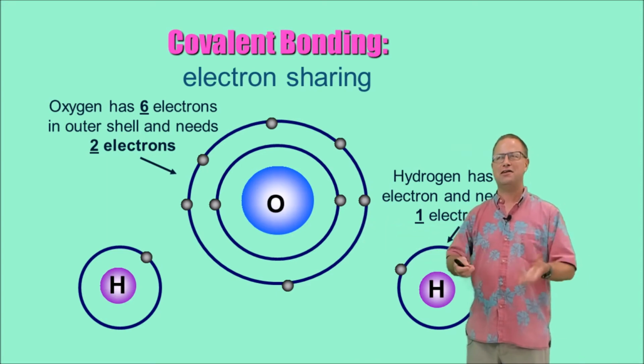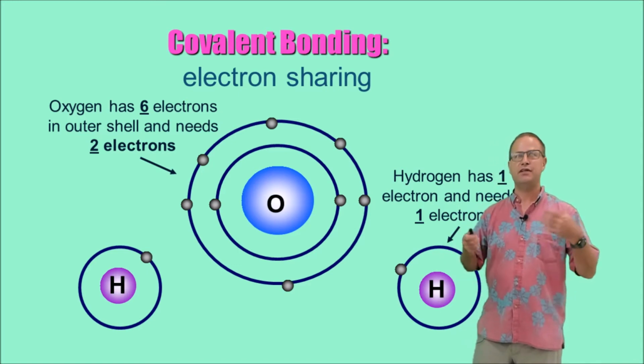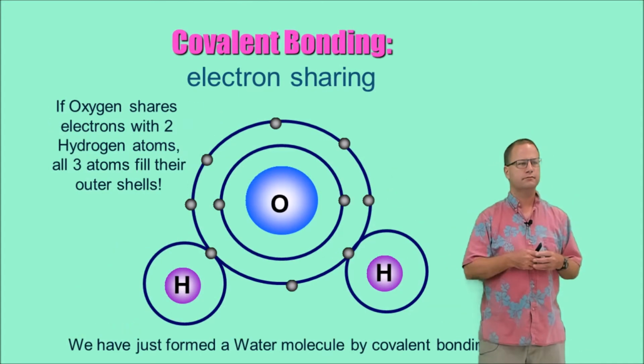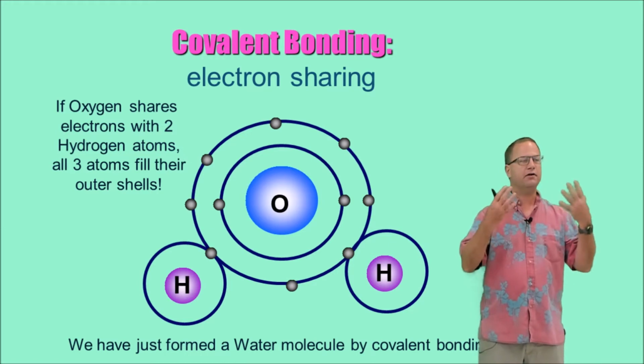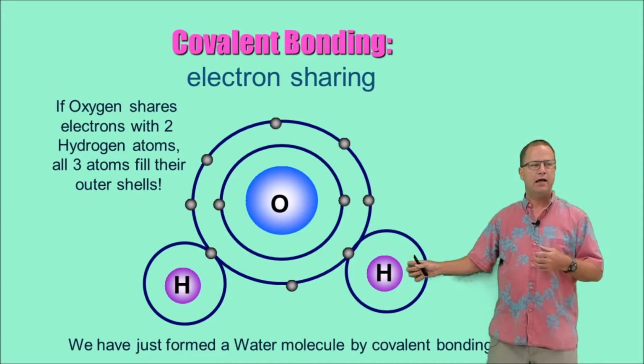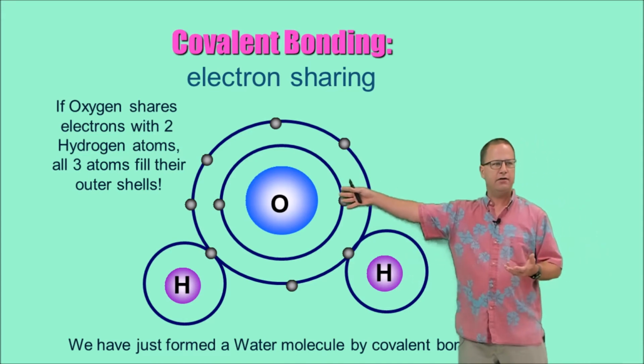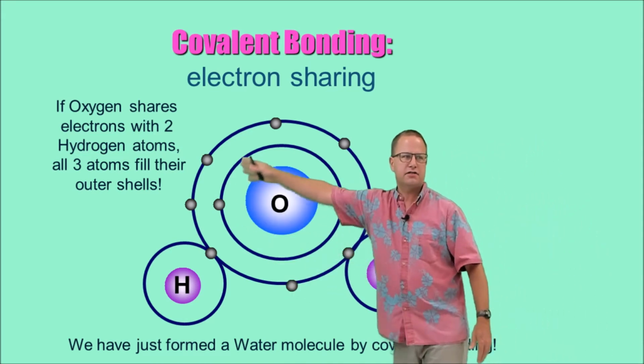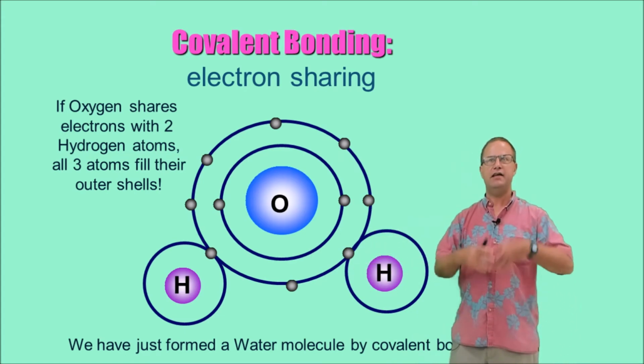It needs 2 more electrons in order to be happy. Can you see what might happen here? So now what you can see is we formed a very stable molecule, a water molecule, by combining oxygen with hydrogen. Now oxygen needed 2 electrons, but now that it has the 2 hydrogens in there, it looks like it has 8 electrons in the outer shell, so its shell is full.